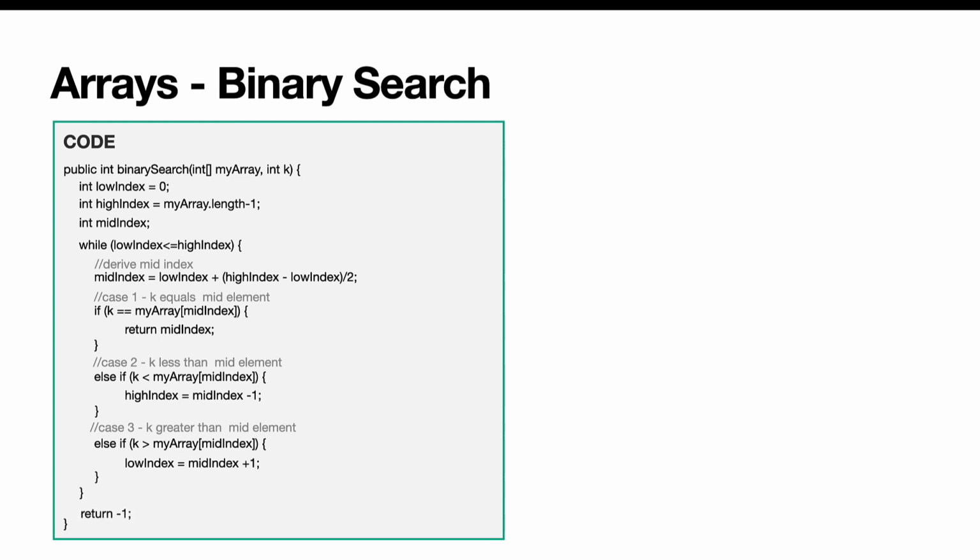After the while loop, we return -1. If this line gets executed, it means that the search key is not found in the array.